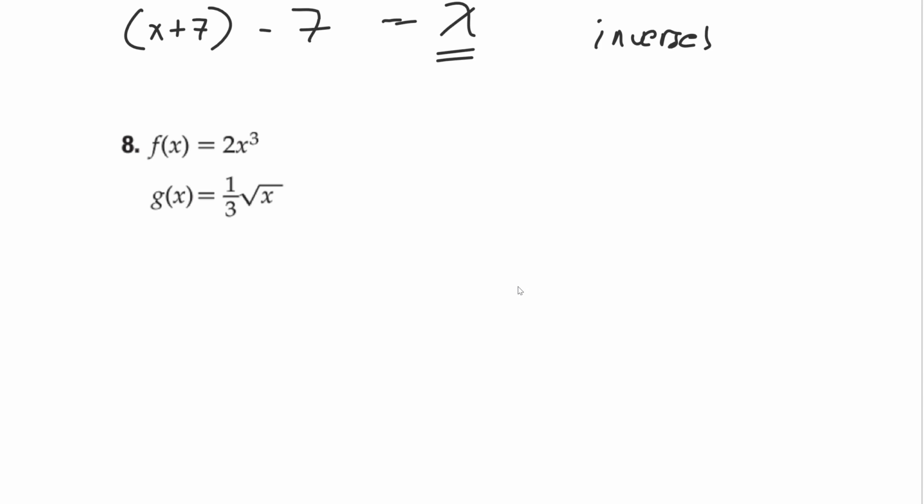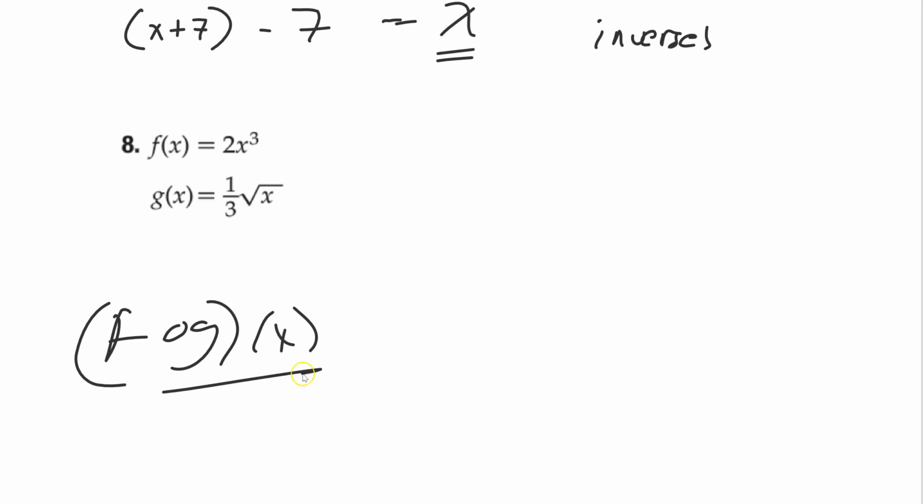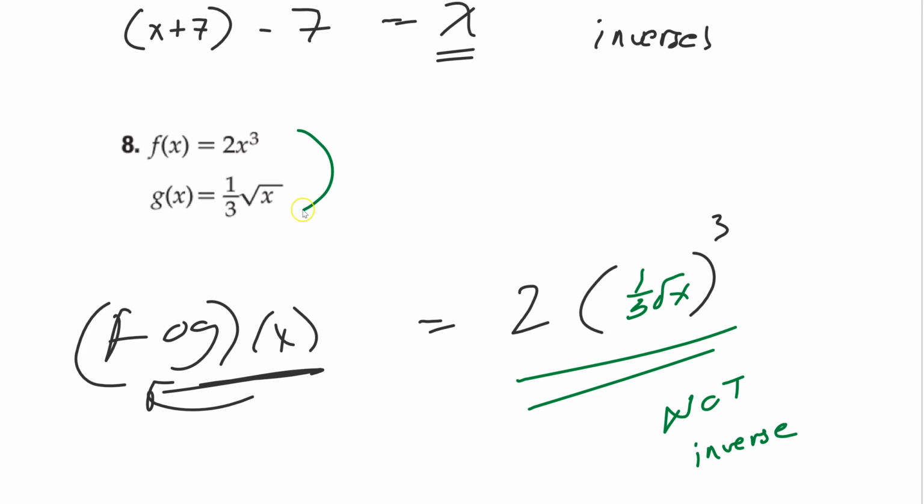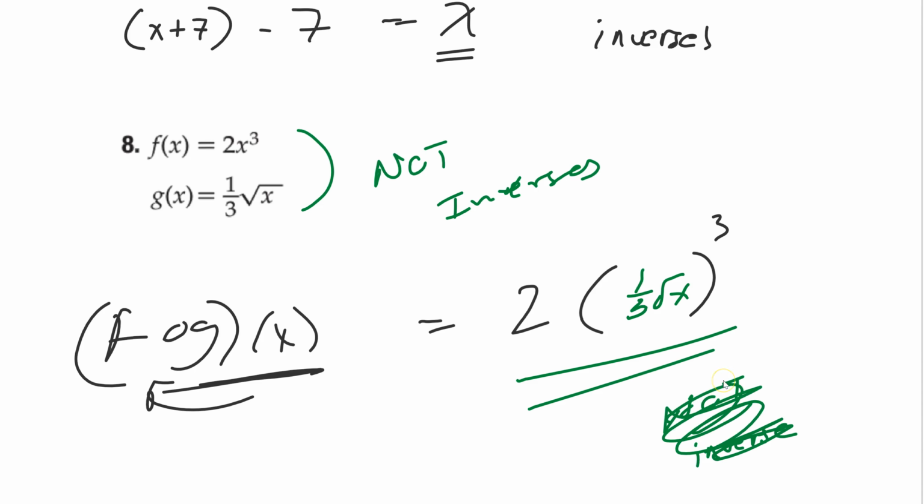Like the next one. Let's do f of g of x. So I'm going to plug g into f. F is this. Plug g in. So I'm going to get 1/3 square root of x. Now that 3 does not cancel any of that out. The 2 does not count. I can't do anything here. So this is not an inverse. It's a function, it's not an inverse function. Or I should say f and g are not inverses, which is more accurate. So f and g are not inverses of each other.